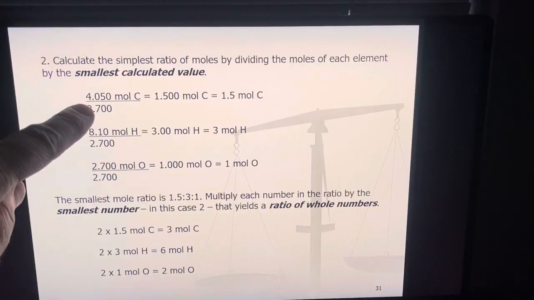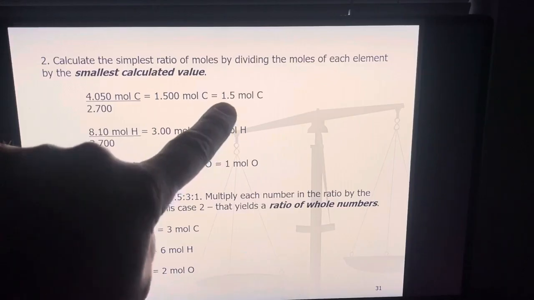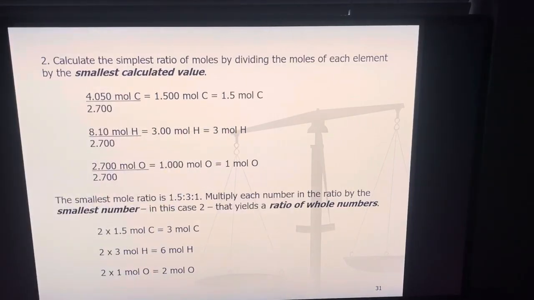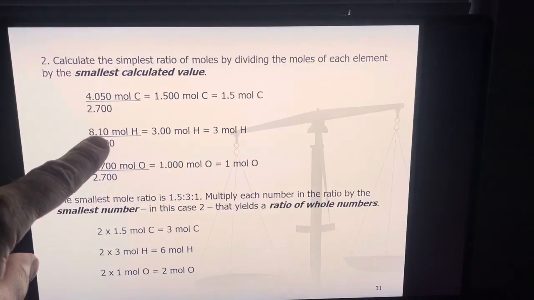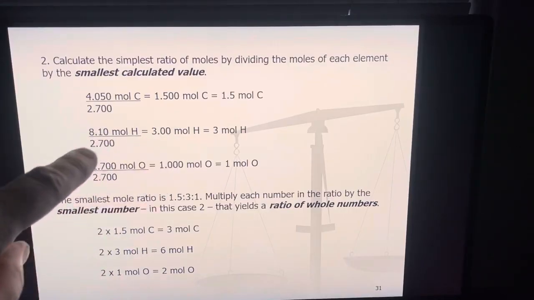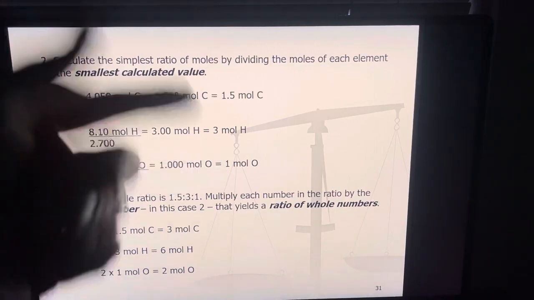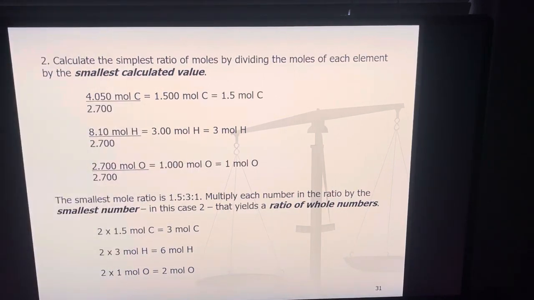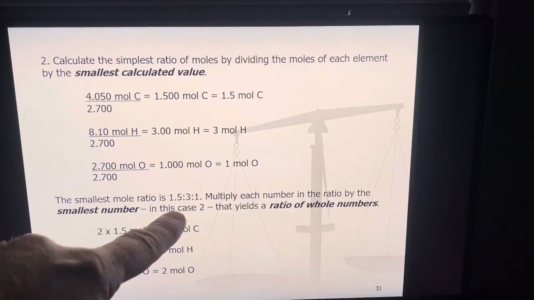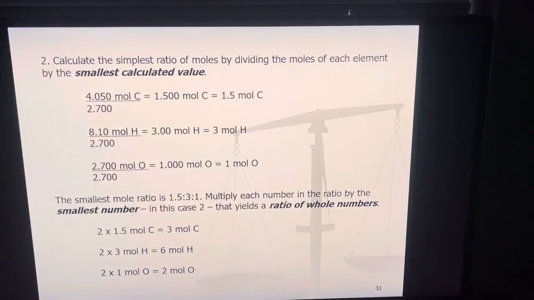So 4 for carbon divided by the smallest is going to give us 1.5. That means there's 1.5 moles of carbon. 8 for the hydrogen is going to be divided by the smallest. That gives us 3 moles of hydrogen. And then 2.7 divided by itself is just 1, so that's going to be 1 mole of oxygen. So the smallest mole ratio is 1.5 to 3 to 1.